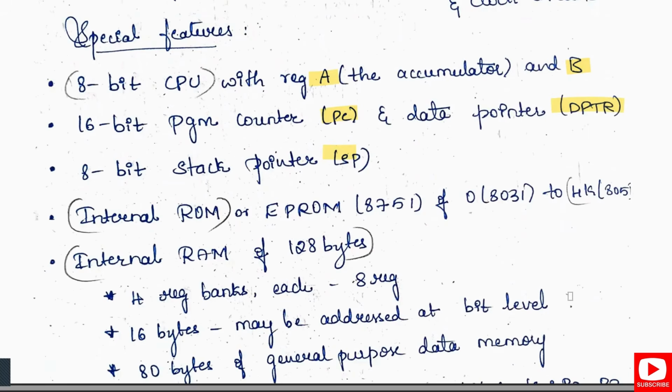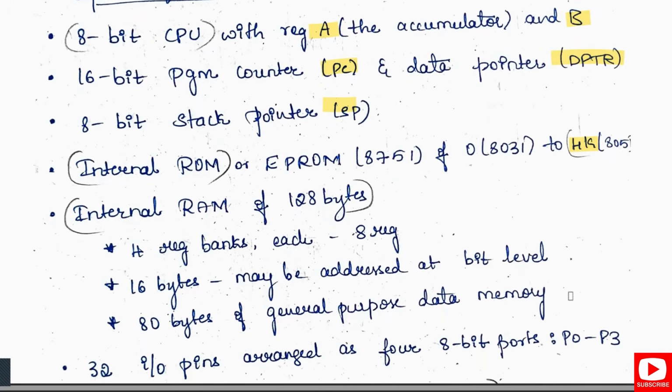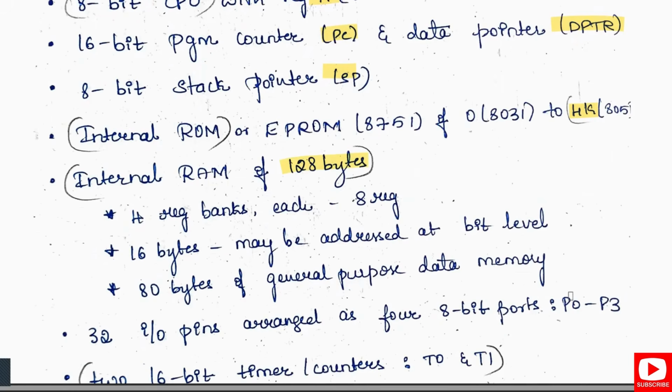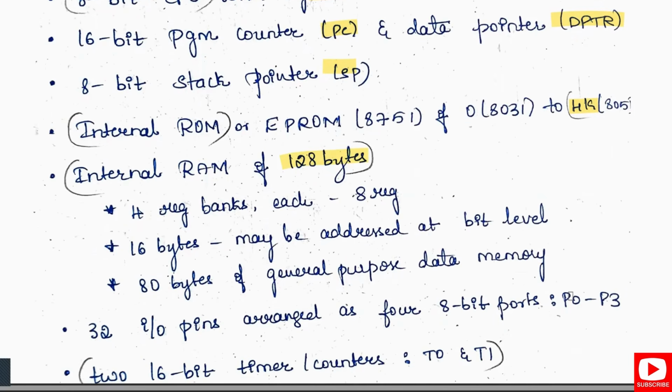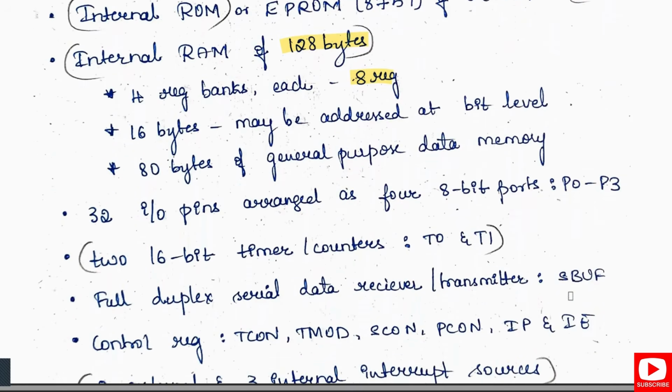Internal ROM, or you can say EEPROM, that is electrically erasable programmable read-only memory. In the 8051 and 8031, what we have in the 8051 is 4K. The internal RAM, random access memory, is of 128 bytes. That consists of 4 register banks, each having 8 registers. 16 bytes may be addressed at the bit level, 80 bytes of general purpose data memory, and 32 input output pins arranged as 4 8-bit ports, that is P0 to P3.